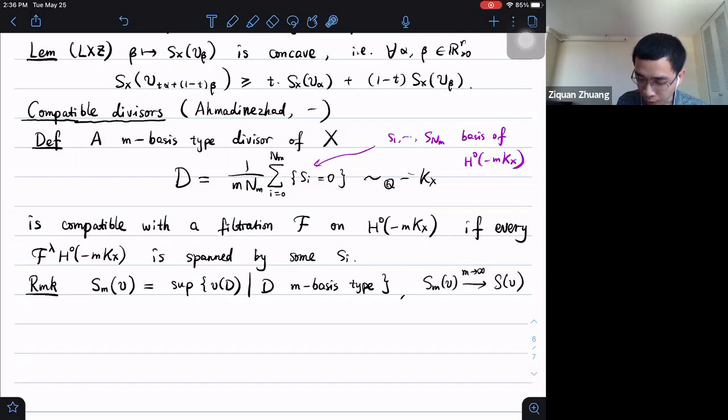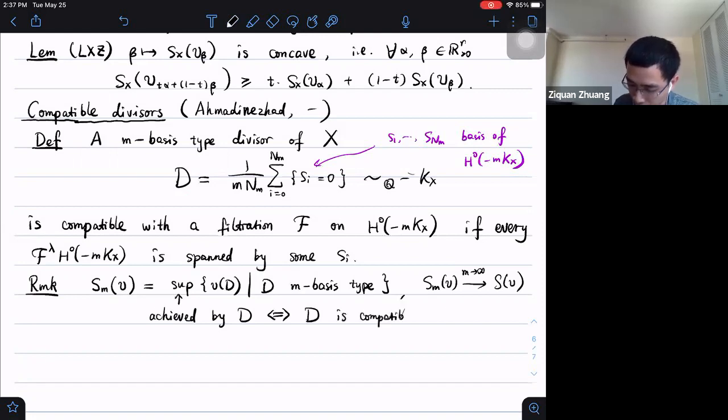Since we are at the finite level, the supremum is a maximum. And it turns out that if you want a basis type divisor that achieves this maximum, what you need is exactly a divisor that's compatible with the filtration that's induced by this valuation. Let me write that down. The supremum is achieved by this basis type divisor D exactly when this basis type divisor is compatible with the induced filtration V. After all, if you want to choose a basis that maximizes the vanishing order, you have to enumerate all these filtered subspaces. I hope that's more or less clear.